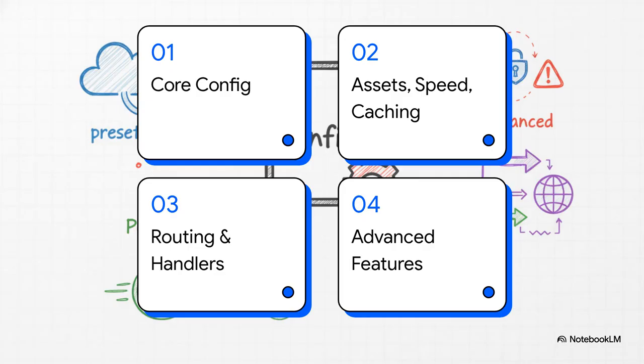So, here's the game plan. We'll start with the absolute must-knows, the core config. Then, we'll get into making your app super fast with assets and caching. After that, we'll take control of how requests are handled. And finally, we'll peek at a few of the really cool power user features. Sound good? Let's do it.